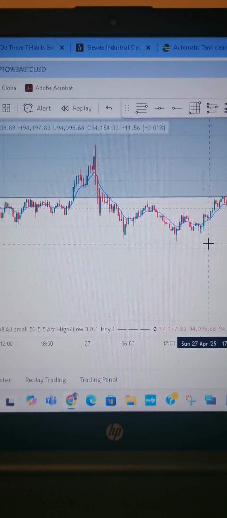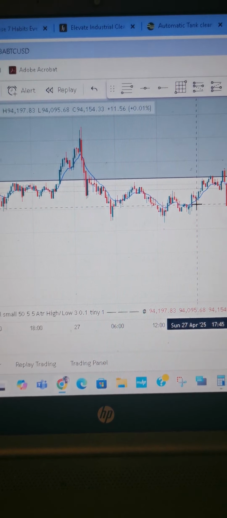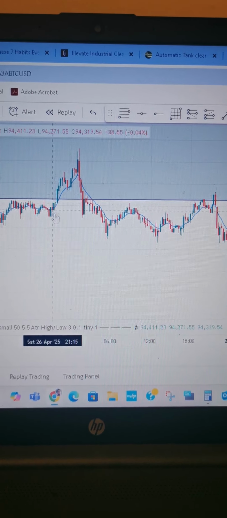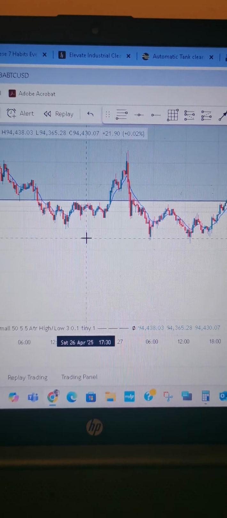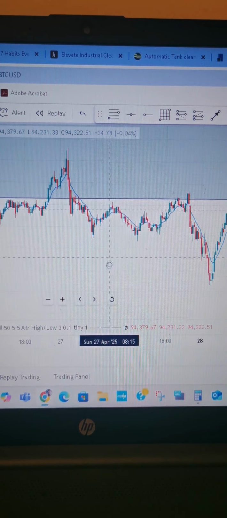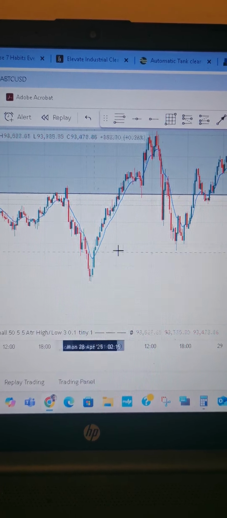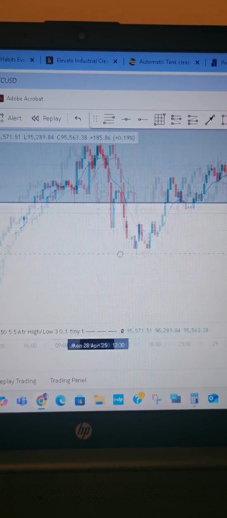Good morning. This is just a quick tutorial to explain a bit on the fair value gaps. This is BTC's chart. Let me see if I can find maybe a good move to really explain this. Let me look at this.